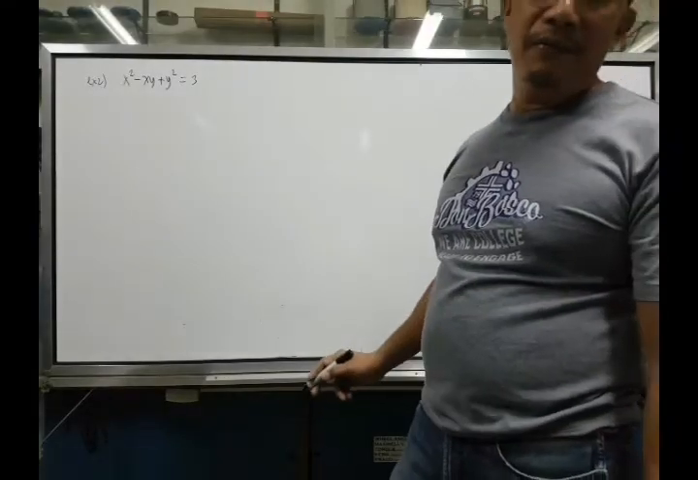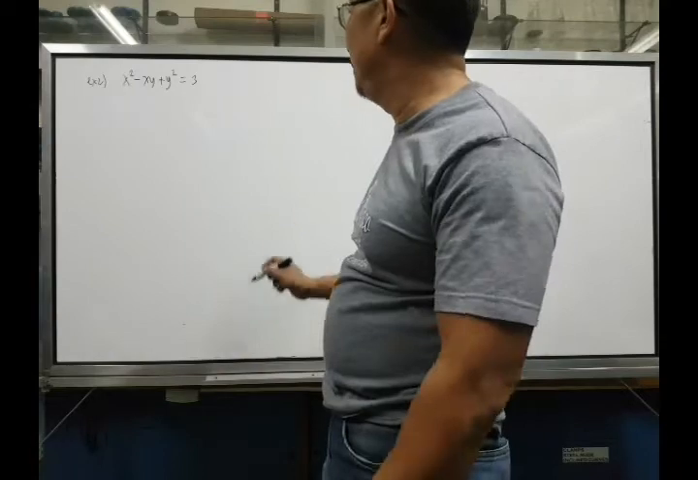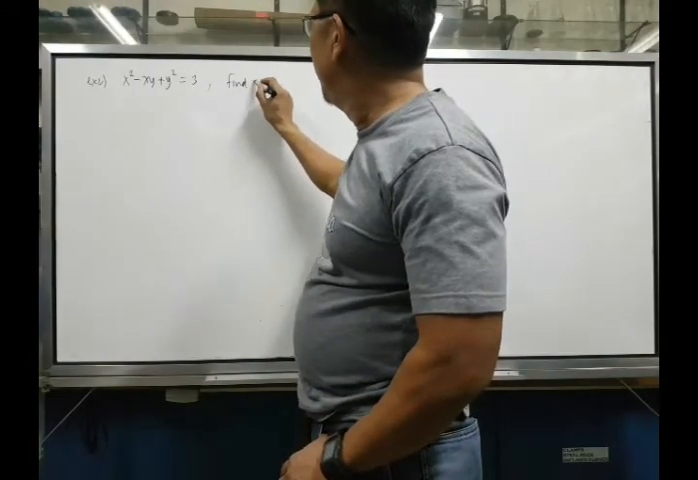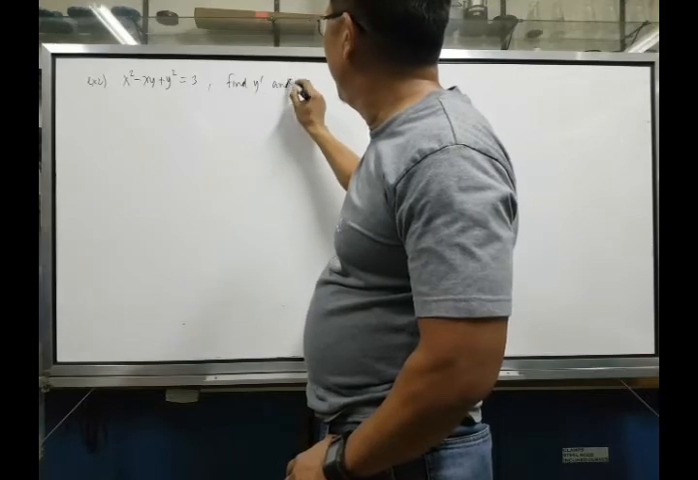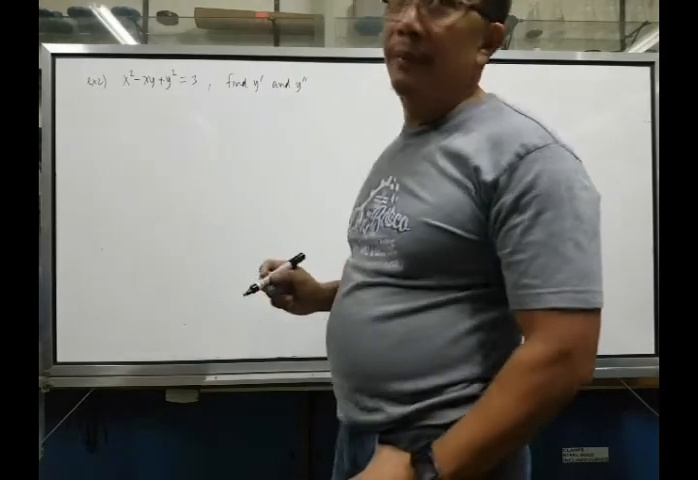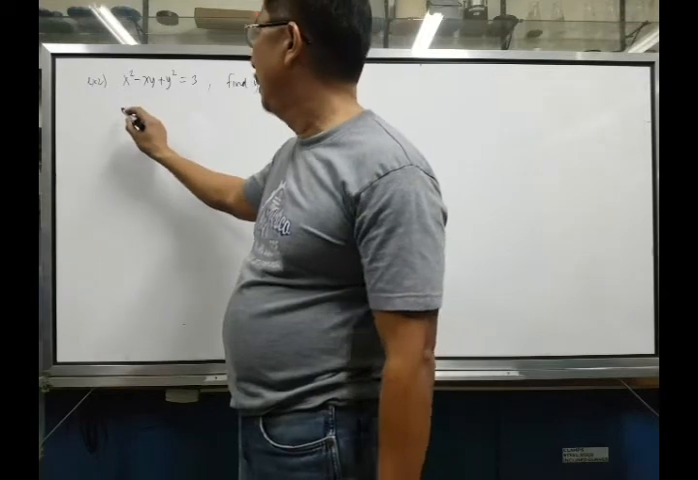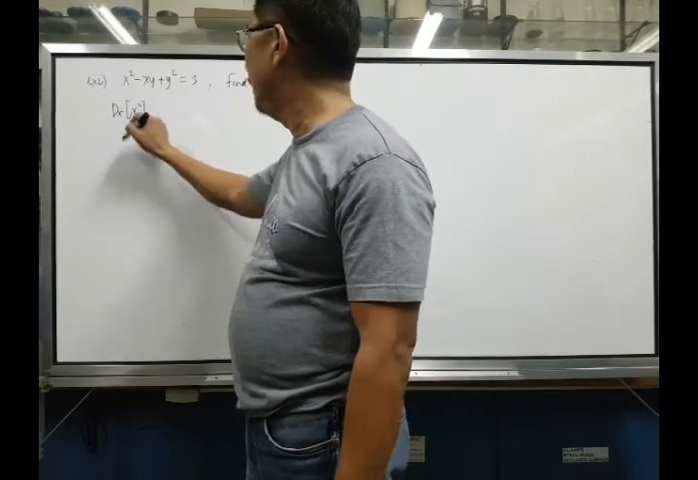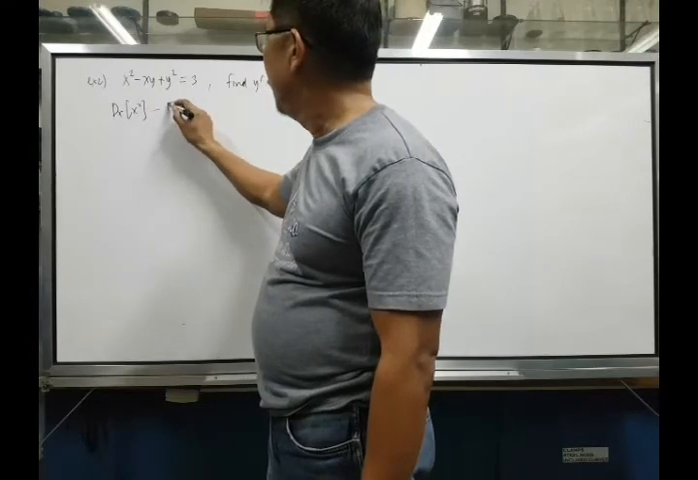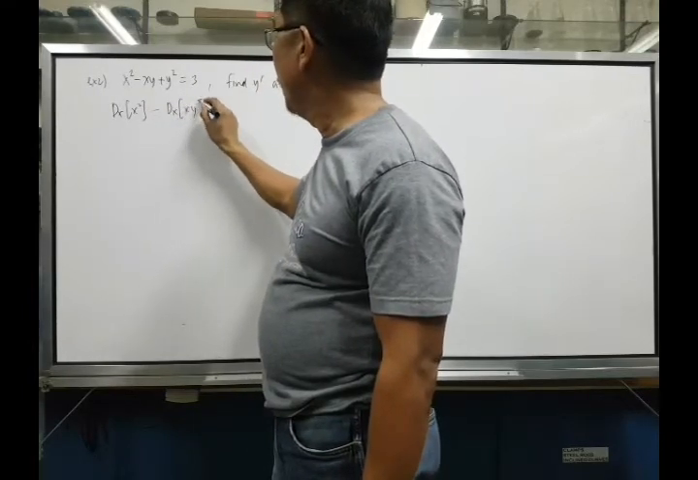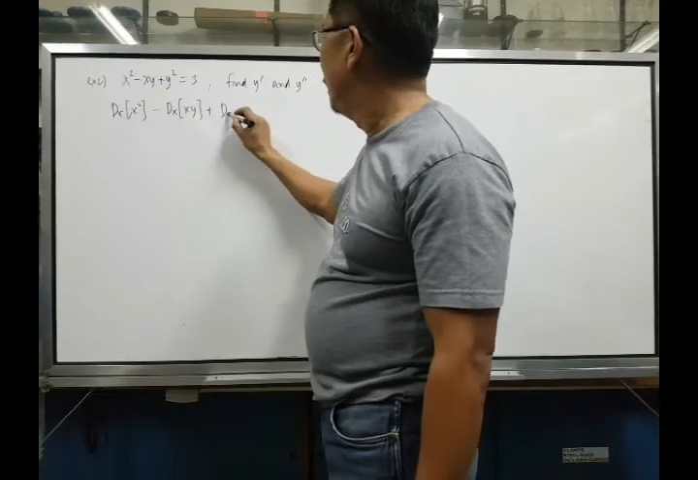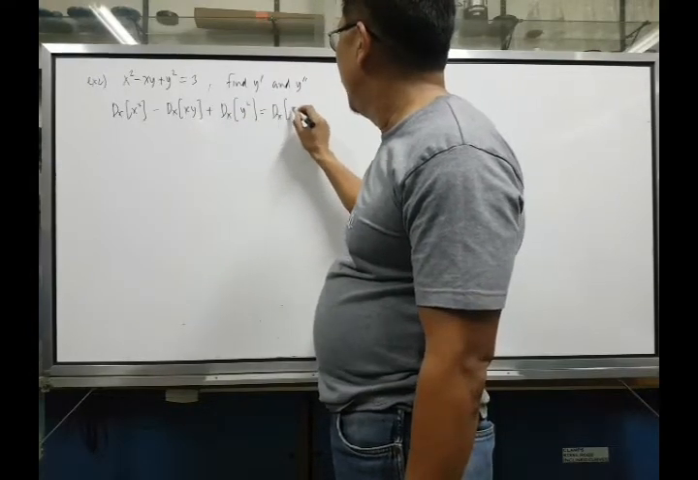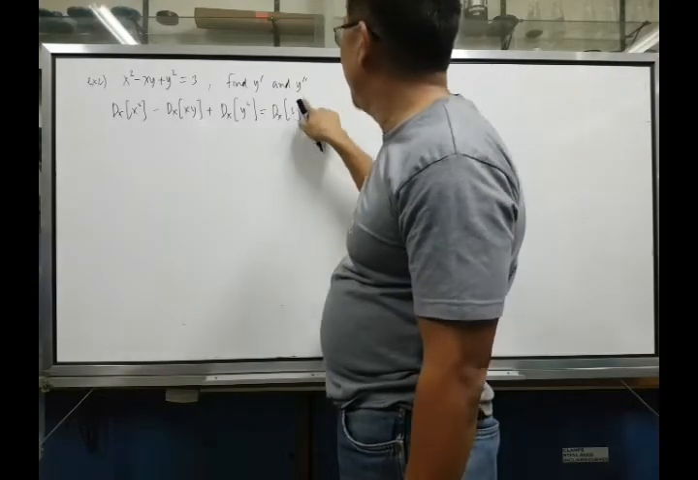We have another example, example number 2. We want to calculate y prime and y double prime in this example. So as usual, I will now use the d over dx notation: the derivative of x squared minus the derivative of x times y, then the derivative of y squared, and then the derivative of 3.